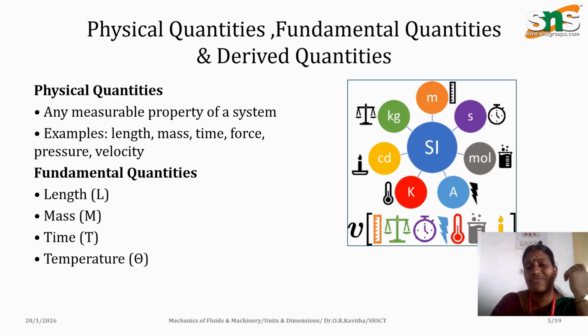The first one is, what is a physical quantity? It is a measurable property of a system, for example length, mass, time, force, pressure and velocity. Among these, the main fundamental quantities are length, mass, time, and temperature. Length is described by L, mass by M, and time by T, so we call it LMT. The temperature is described by theta.